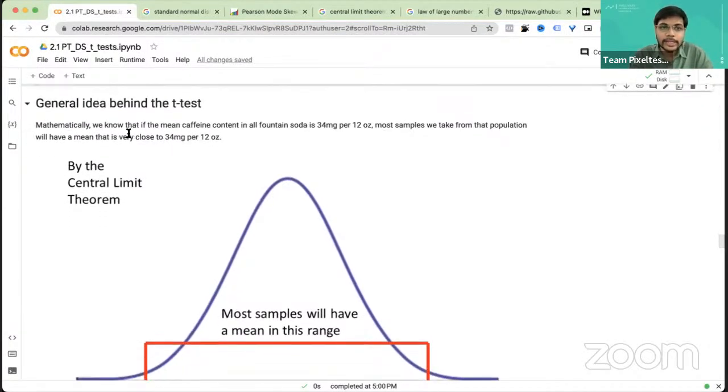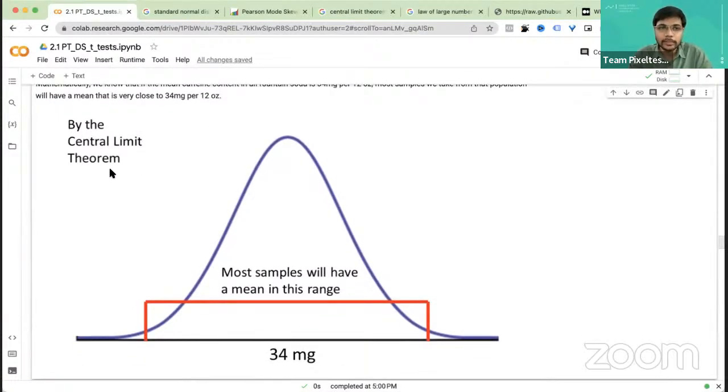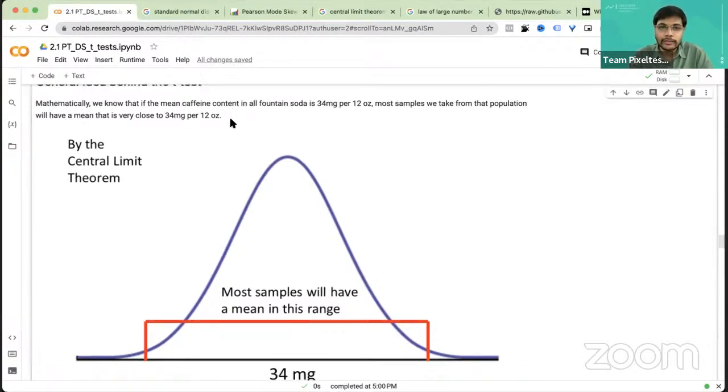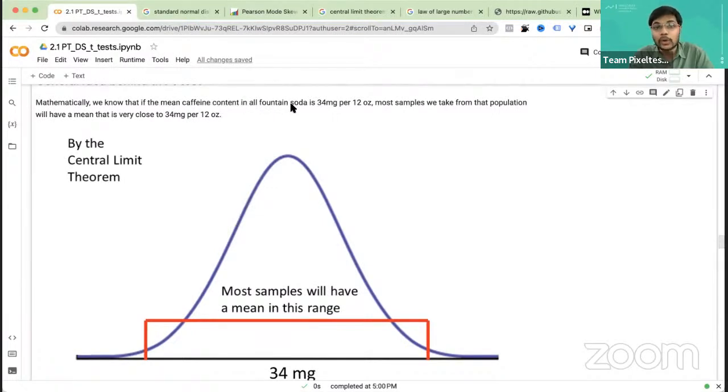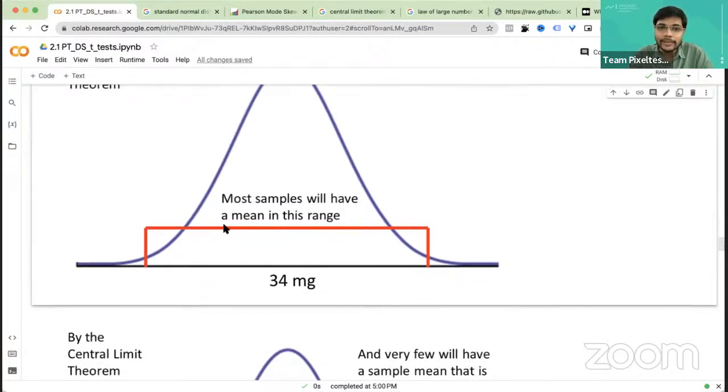Okay, so the general idea behind the t-test, right? Whenever we are going to do the t-test, by the central limit theorem, mathematically we know that if the mean caffeine content in all fountain soda is 34 mg per 12 ounces, most samples we take from that population will have a mean that is very close to 34 mg, right? So most of the samples that we take will be roughly similar to 34 mg. By the central limit theorem, most samples will have a mean in this range, right?